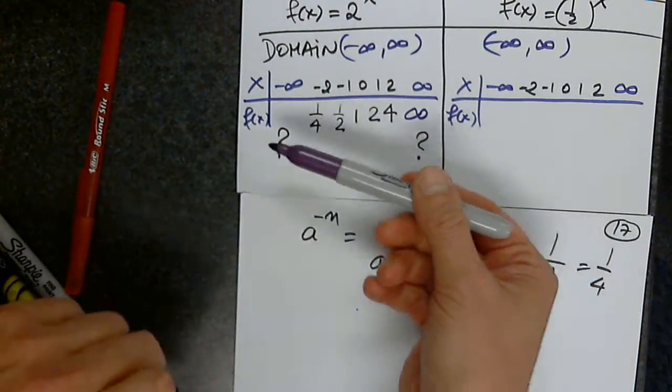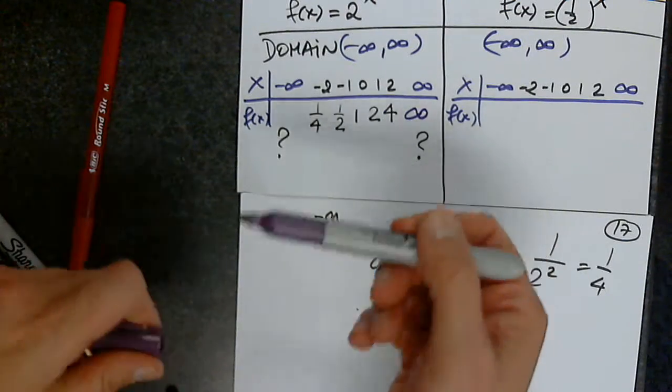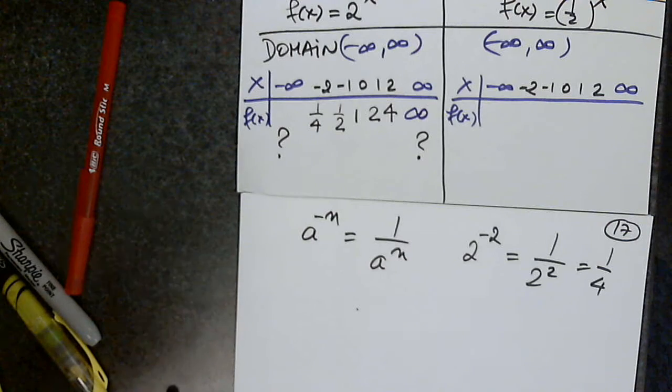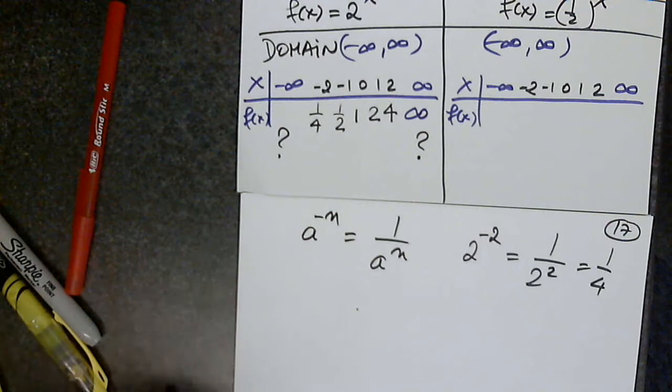So now I'm going this way. Careful. Let's think. 1. 1 over 2. 1 over 4. 1 over 8. 1 over 16. 1 over 32. 1 over 64. 1 over 128. 1 over a million. Say it again. Would it be 1 over infinity?